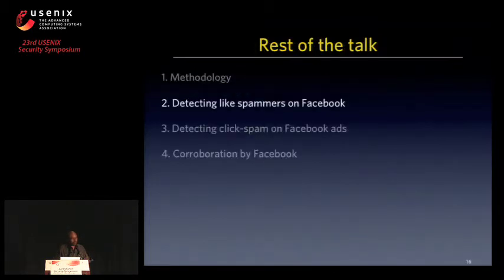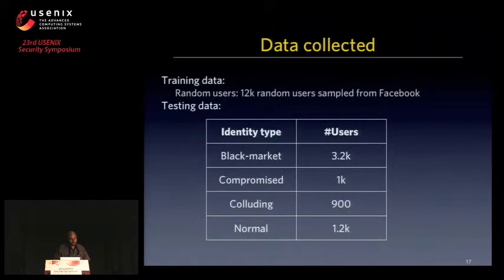Now that we understand our technique, let's try to apply it to real data and see how it performs. The first thing we need to do is to build the classifier. We need to train and understand these normal patterns of behavior. To do that, we trained on the behavioral data, or in this case, the like activity information for a large random sample of users on Facebook.